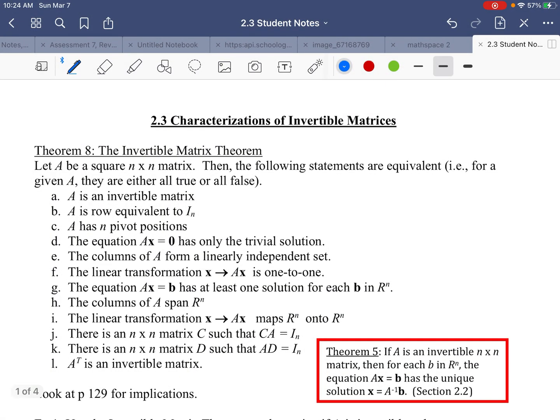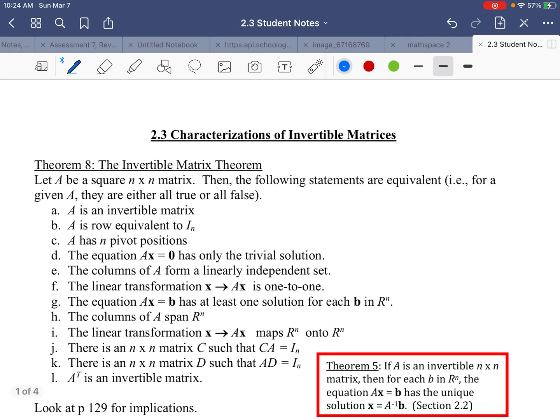Okay, here we go with section 2.3. In section 2.3, we have something called the Invertible Matrix Theorem. What this is doing, there's parts A through L. There's more parts to this that we add on later, but these are the basics for right now.